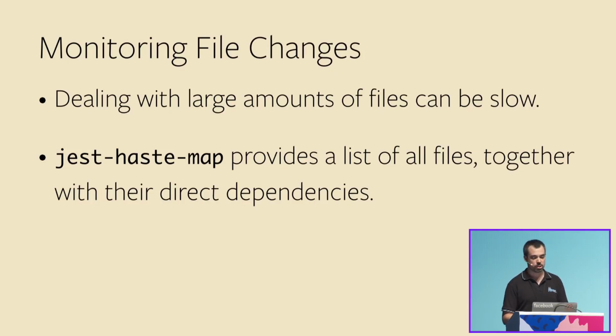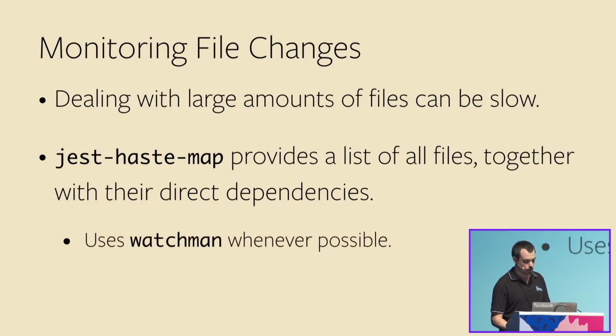In particular, we use Jest HasteMap. One of the features it has is the ability to monitor your file system and emit changes every time it detects something on your file system. Now, in order to achieve this, it uses Watchman whenever possible. Watchman is another open source project from Facebook which monitors your file system, but as a daemon process.